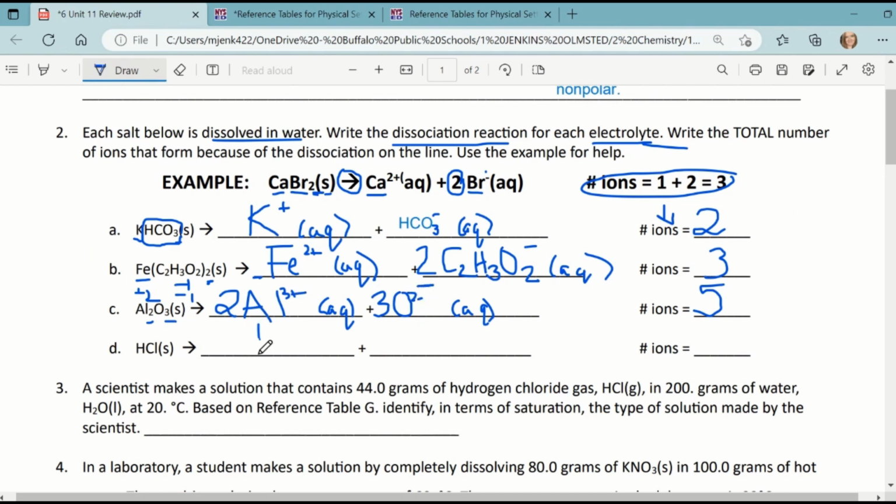All right, last one. It has 2 elements, H and Cl. I know it is going to be aqueous. All right. I know there are no subscripts, so there's 1 of each.